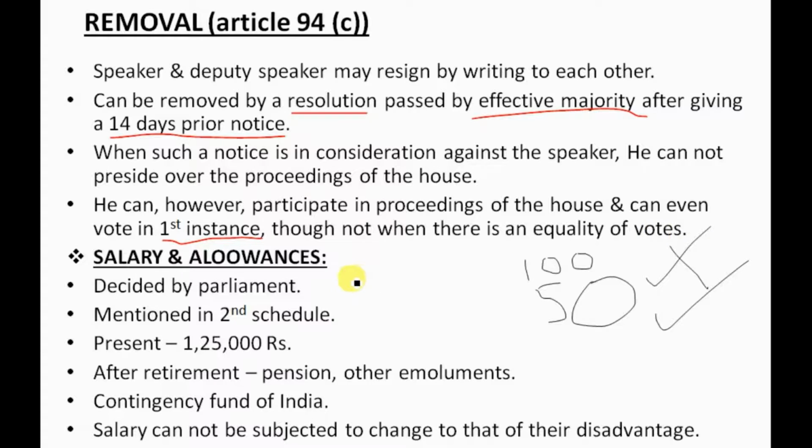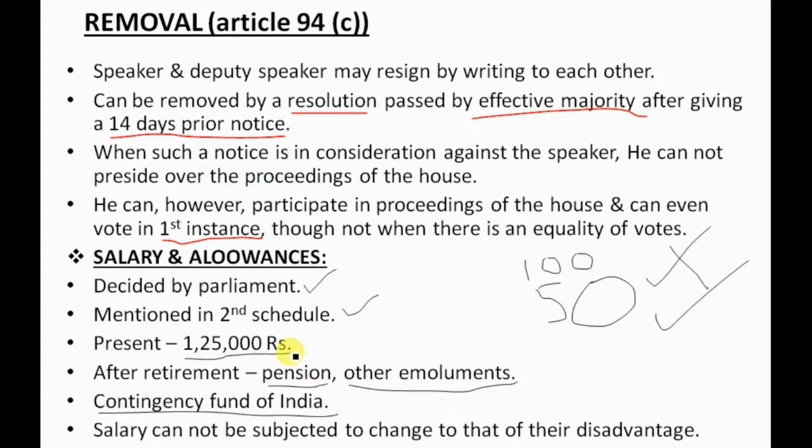Okay, then coming to the salary and allowances of the speaker, basically the salary and allowances of the speaker are decided by the parliament itself, and it is mentioned in the second schedule also. And at present the salary of the speaker is 1,25,000 rupees, and after retirement the speaker will be getting pension and some other emoluments. We don't need to discuss other emoluments. Then all these, whether it is pension or the other emoluments or the salary, are charged on the contingency fund of India. Okay, then the salary cannot be changed to their disadvantage. That means the provision is that 1,25,000 of salary has to be given to the speaker.